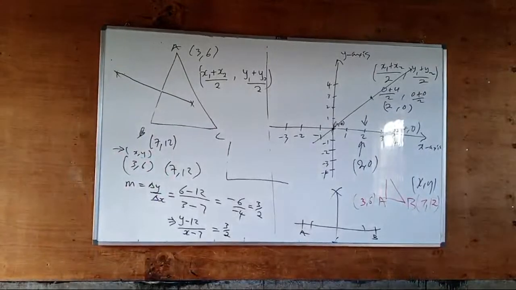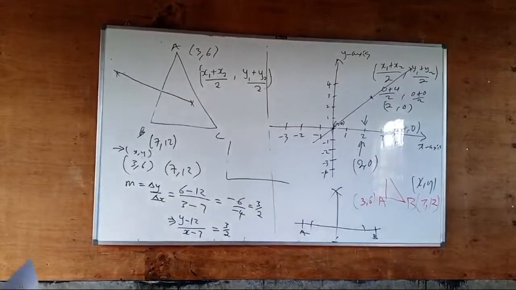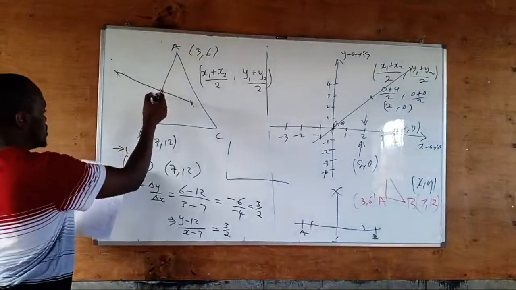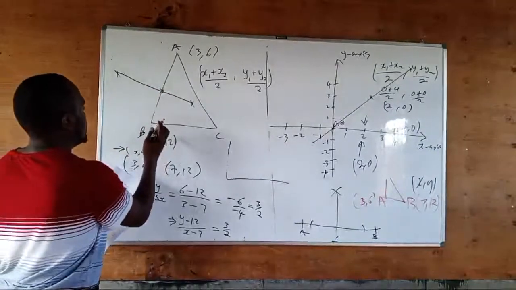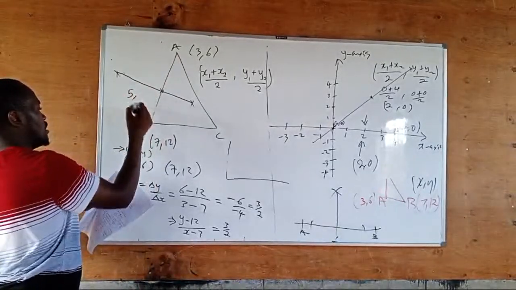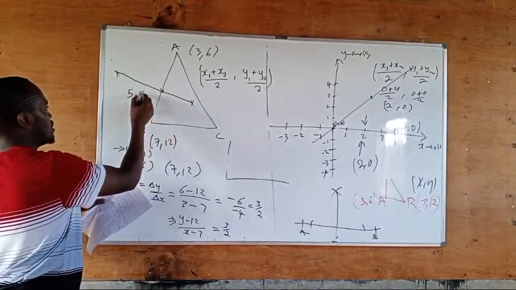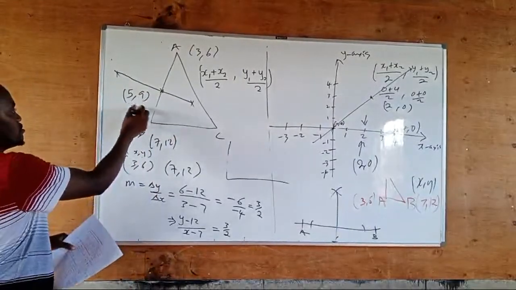Now, what should we do next? We'll do the next question. See, nishawatafutia this equation. So you know this midpoint. Unapata midpoint as 7 plus 3 divided by 2, 5. 18, 9. I think, no. Yes, this is the midpoint.